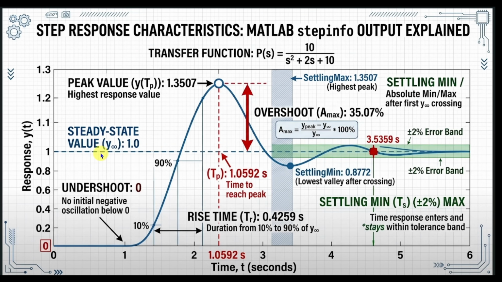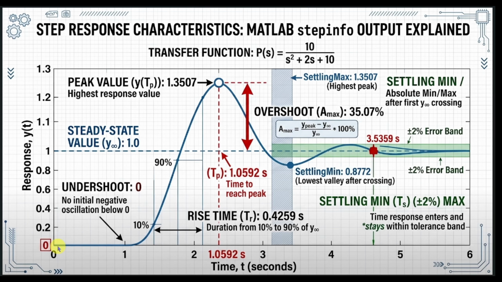First, the ultimate goal of our system is the steady state value, 1.0, represented here as y infinity. For this system, it stabilizes at 1.0. Everything else we measure is basically comparing this curve to this target line. Look at this. Starting at time 0, you will notice the undershoot is 0. This means our system immediately starts moving in the right direction towards the target without any initial negative dip.